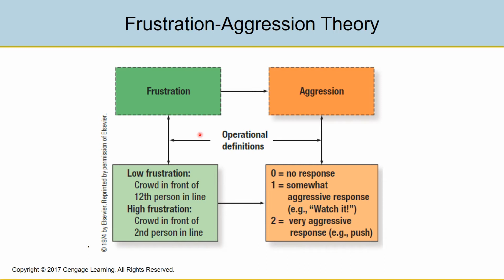Now, the frustration aggression theory suggests that if you're the 12th person in line, then your aggression is not going to be quite as strong compared to if you're the second person in line.